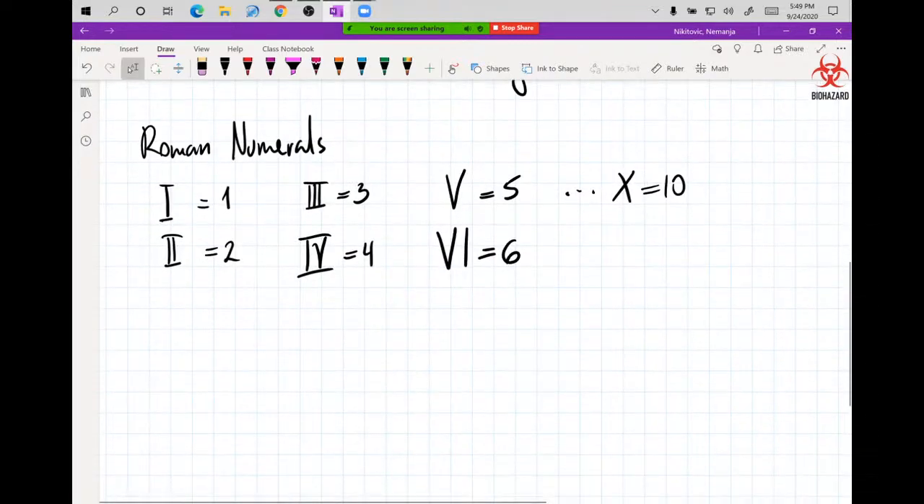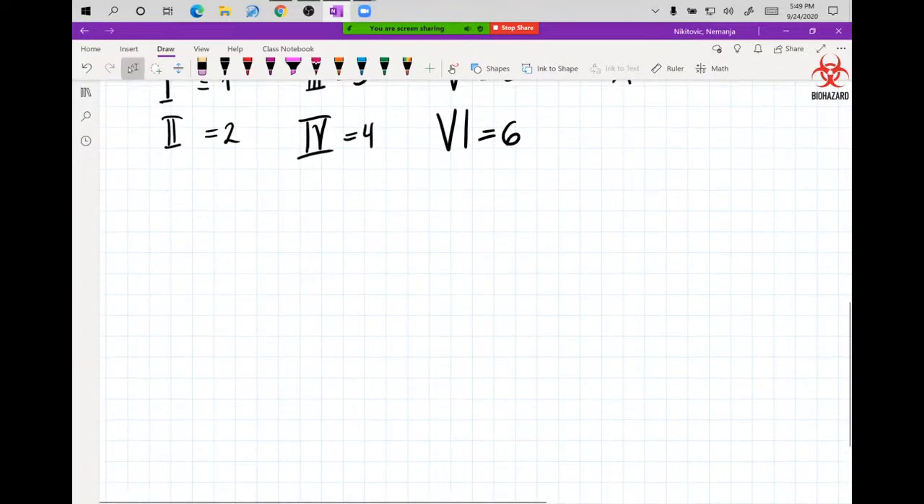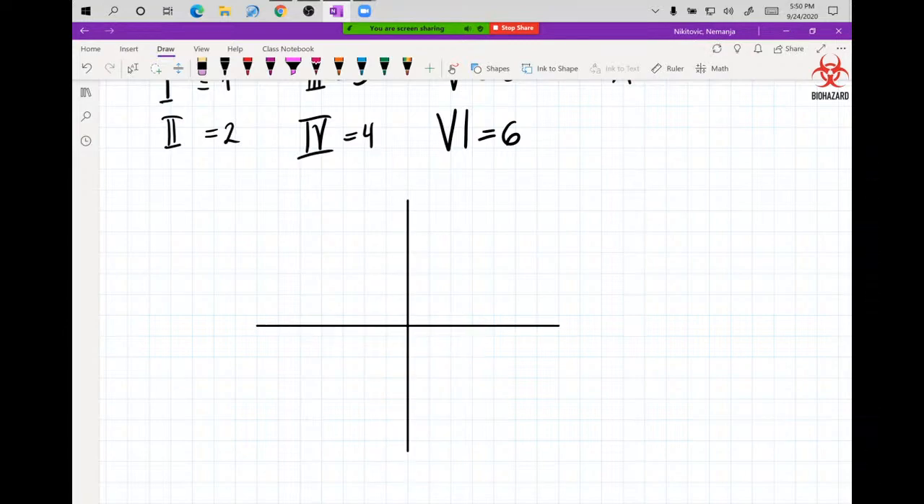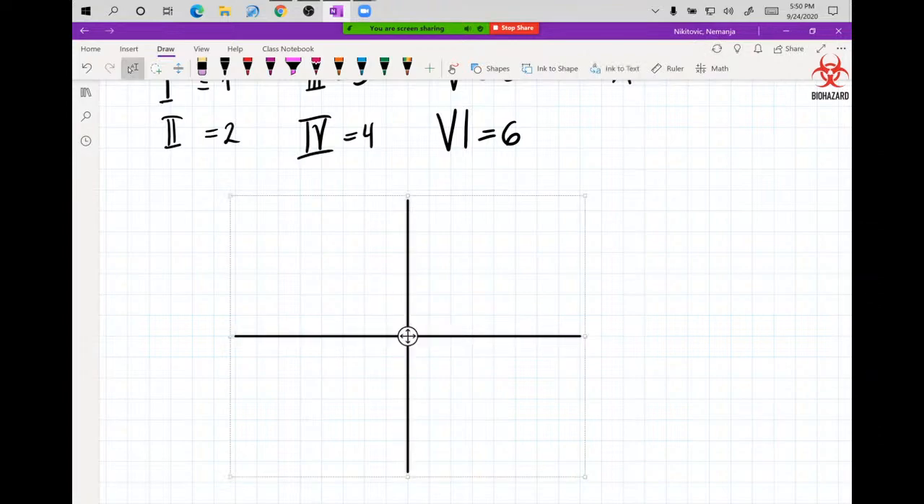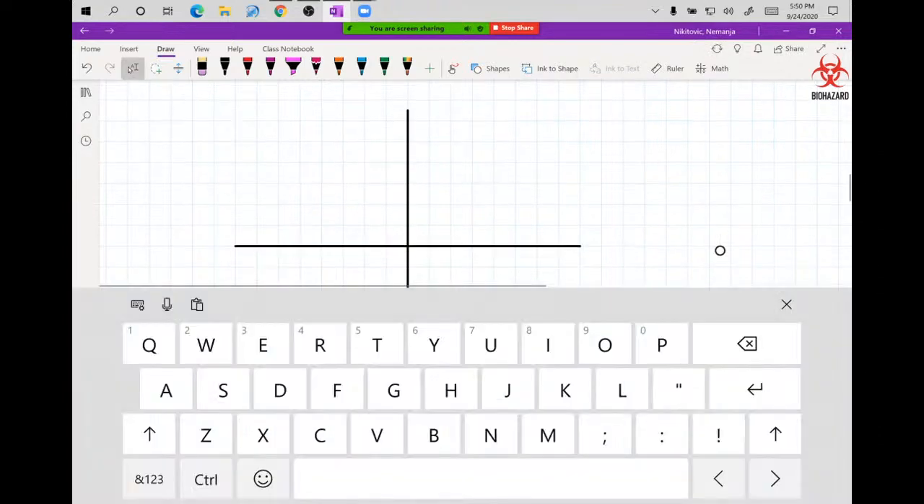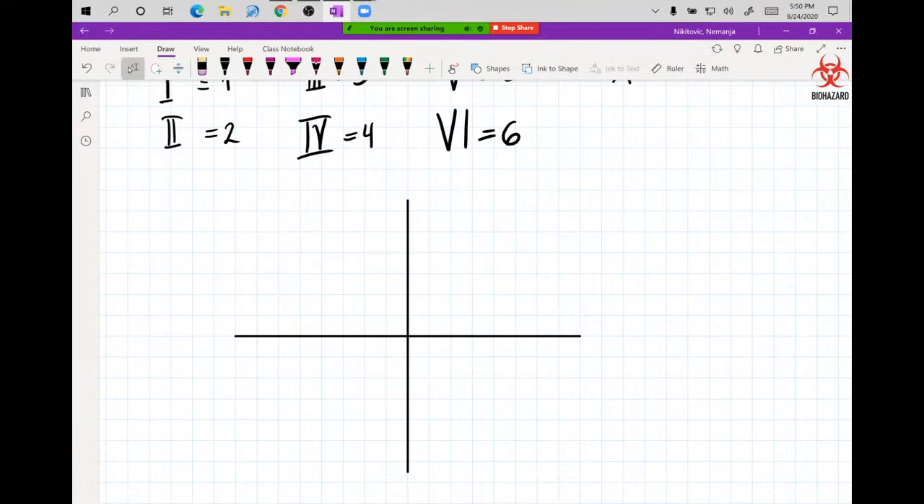Now I'm going to jump into talking about points and locations. So let's put another one of these coordinate systems, right? So this is going to be a coordinate system. It's not a graph until we put something on it.